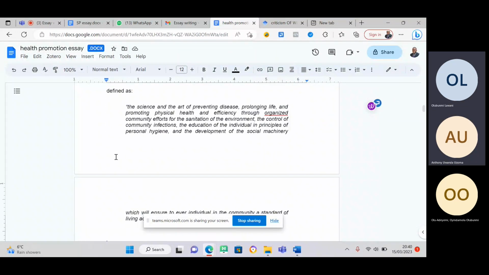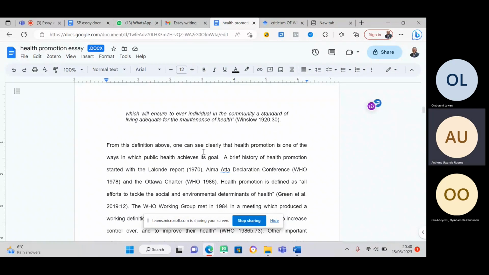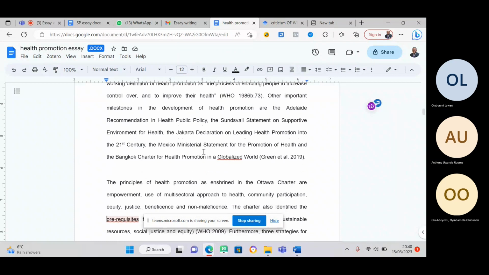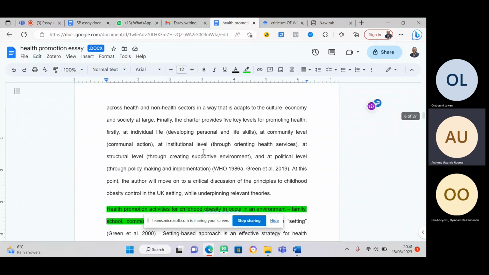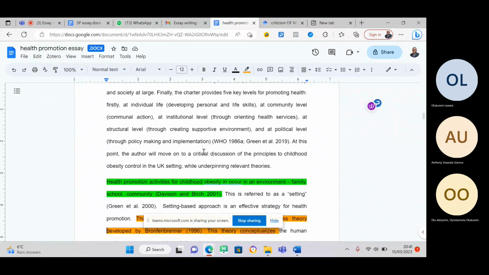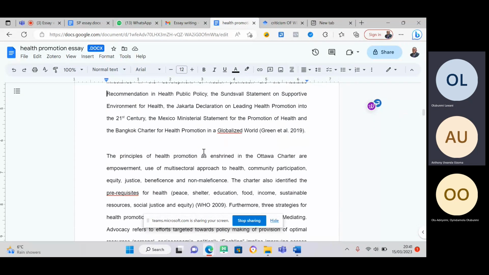Let me see whether I'll see another good linking. Do you have to link every paragraph to the next? All I know is that you must make sure that your paragraphs flow from one to another. I don't know whether you want to call it linking. Make sure that each one flows.